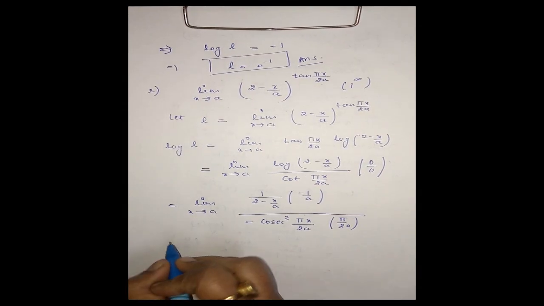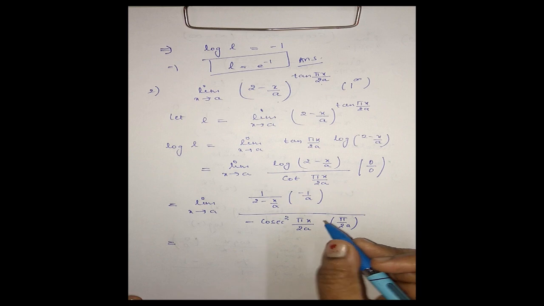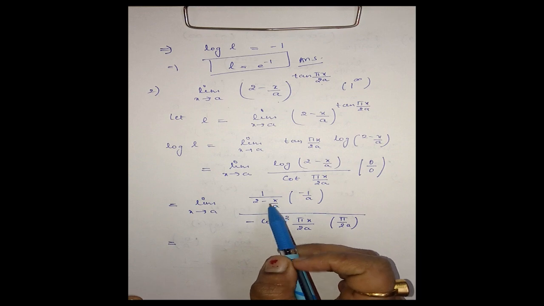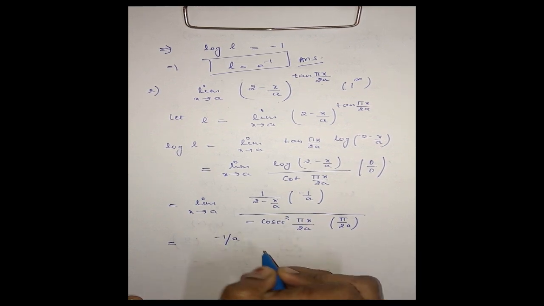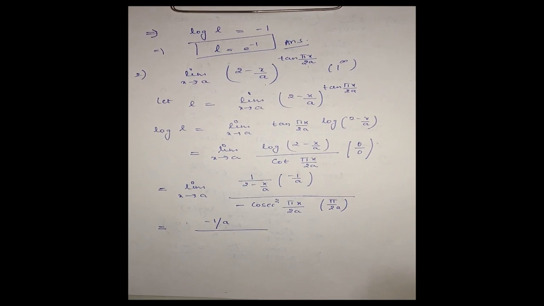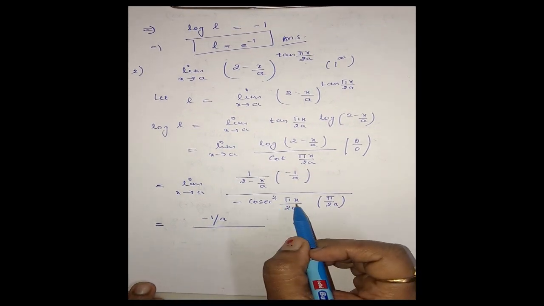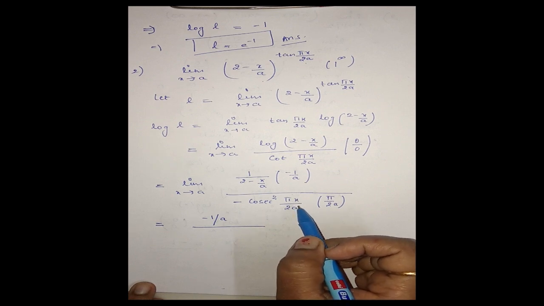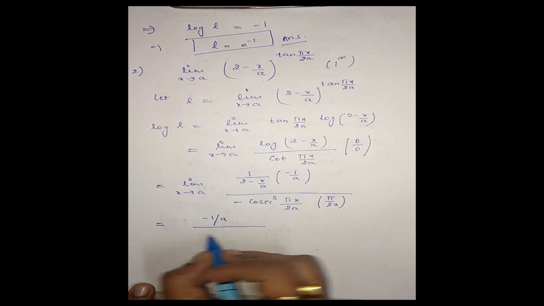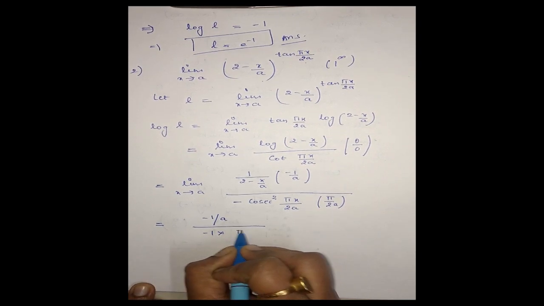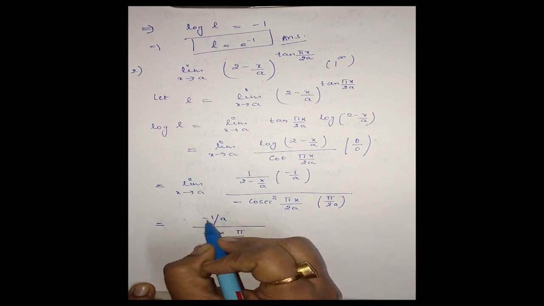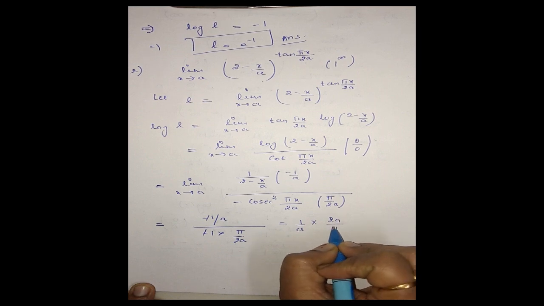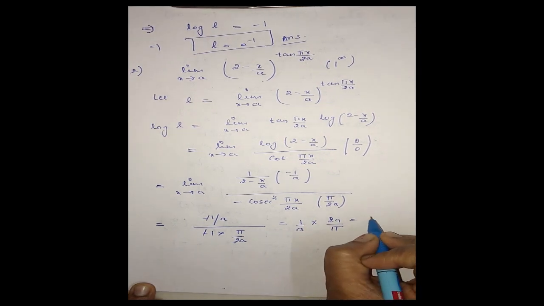Now on taking limit as x tending to a, this will be a by a, that is 1 only. We are left with minus 1 by a in the numerator, and in the denominator we have cosec square pi by 2, that is, a and a will get cancelled out, pi by 2. Sin pi by 2 is 1, so this will be minus 1 into pi by 2a. Now this minus will get cancelled out and we have 1 by a into 2a by pi. That means we have 2 by pi.